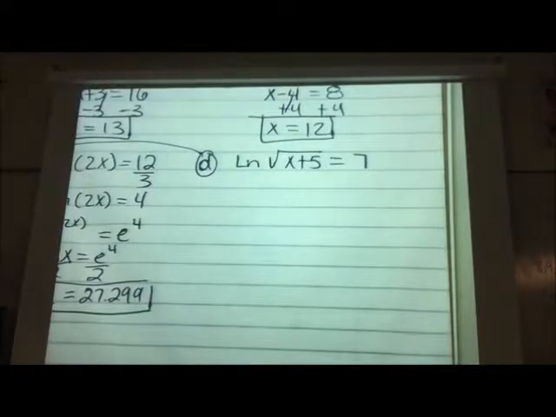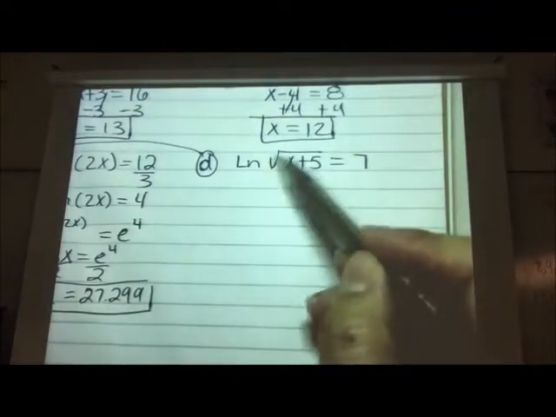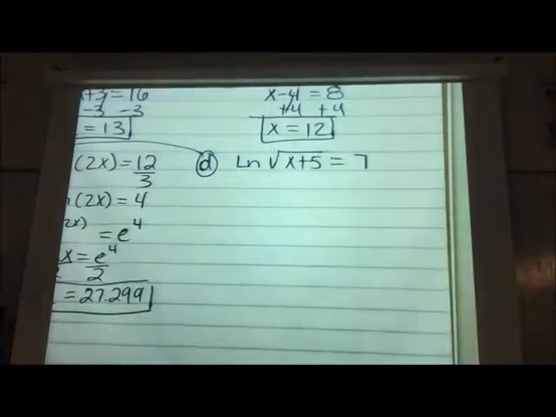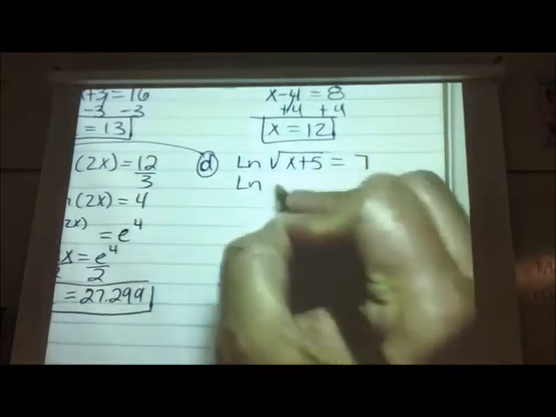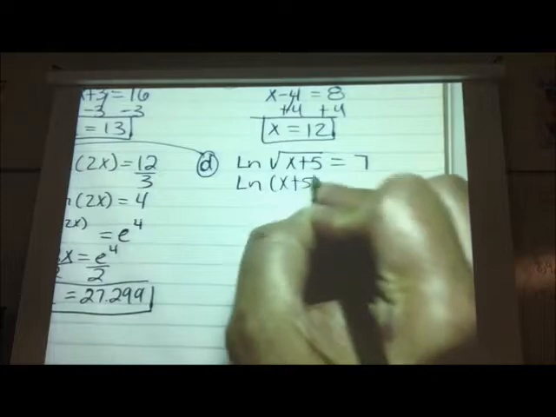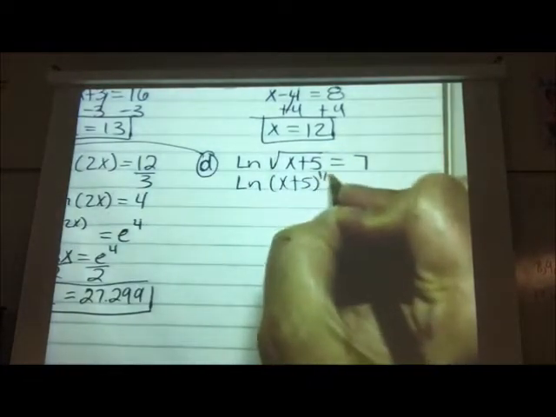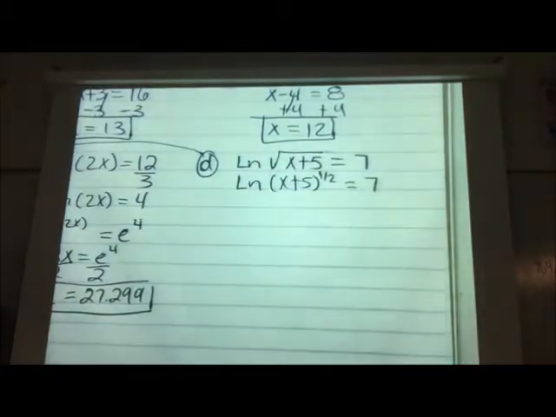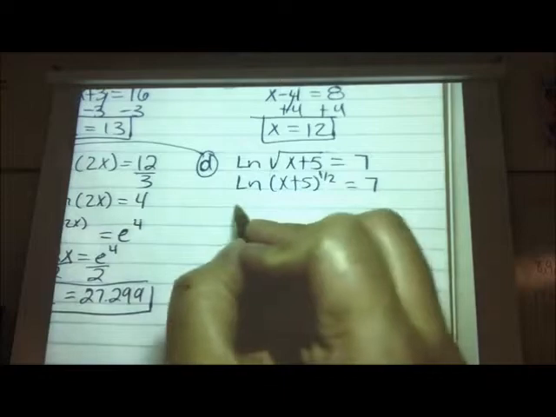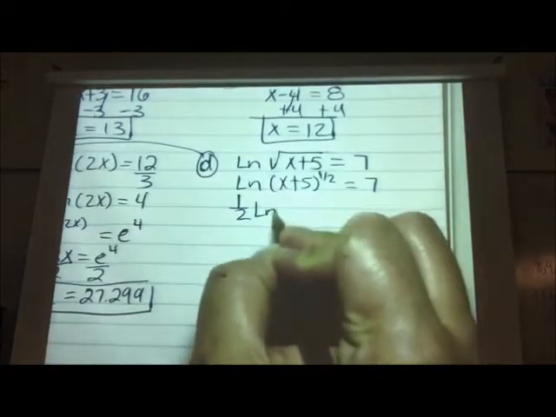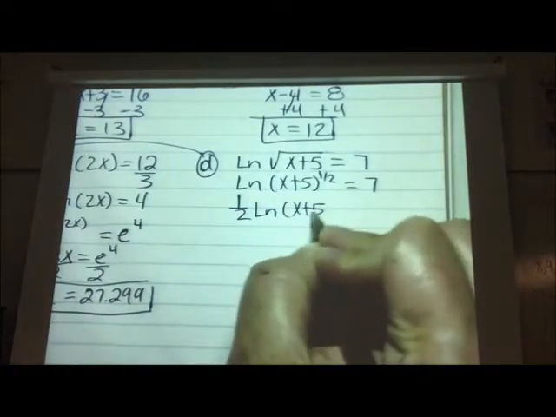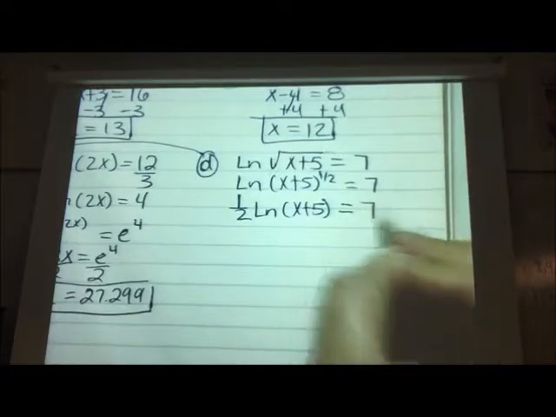Before that, take care of what? The square root. So, ln of x plus 5. What does the square root stand for? A power of what? 1/2. What do I do with that exponent, with that power? It moves to the front. So this becomes 1/2 ln of x plus 5 is equal to 7.